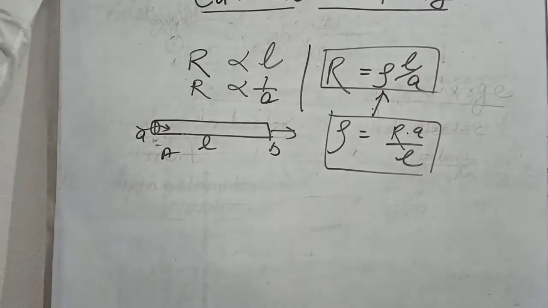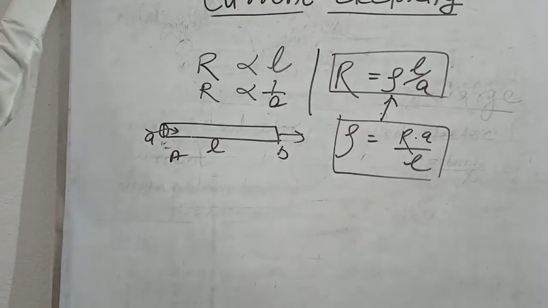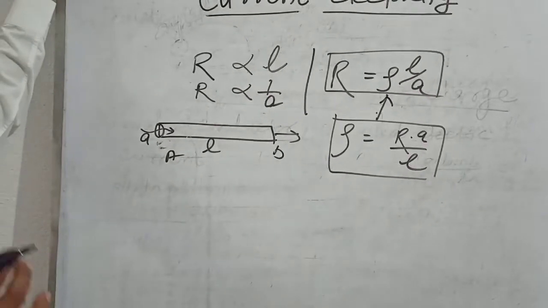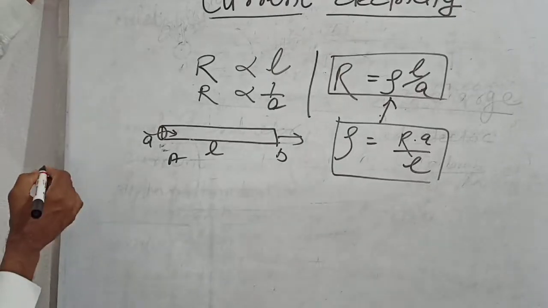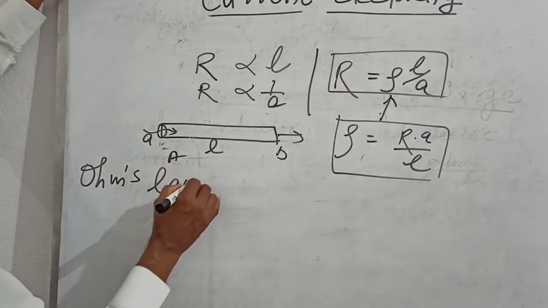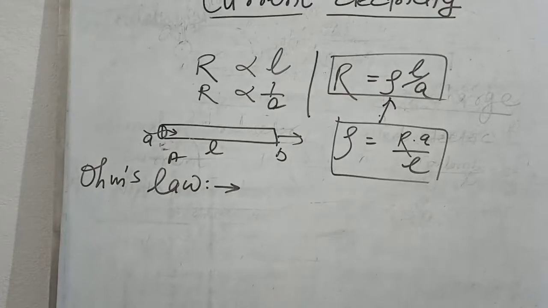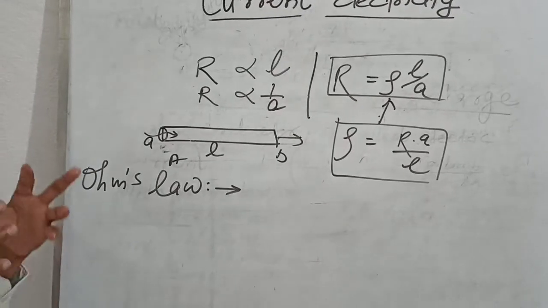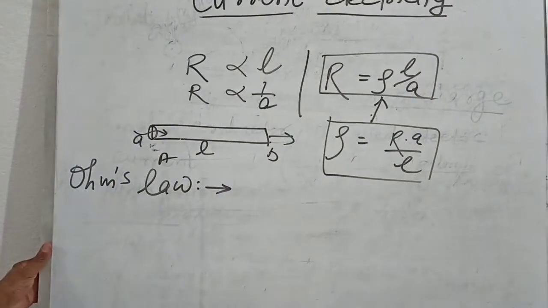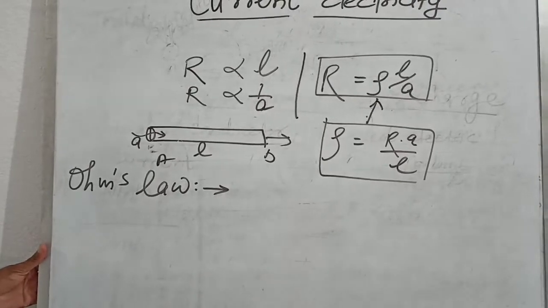There are two kinds of resistance. One is called dynamic resistance, and one is called constant resistance, or ohmic resistance, which follows Ohm's law. So let us come to Ohm's law. Ohm's law states that the current flowing in a conductor is directly proportional to the potential difference between the ends of the conductor, provided physical conditions remain constant, meaning thereby that the temperature and pressure of the conductor remain constant.